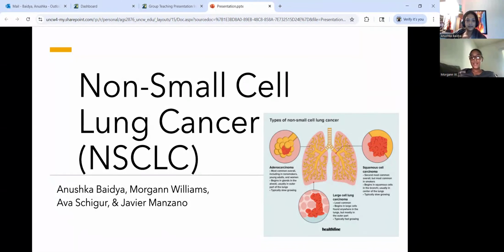Hey y'all, so the cancer site that we decided to look at today is known as non-small cell lung cancer, aka NSCLC.